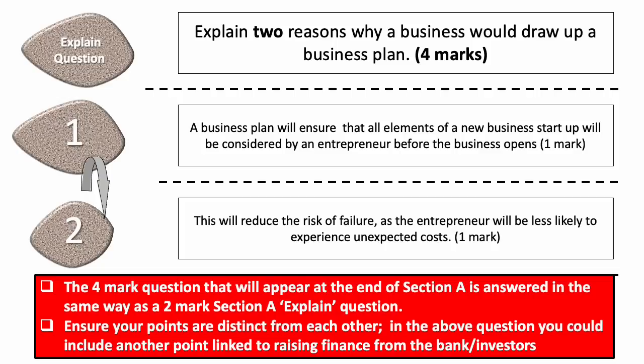So as I mentioned, the 4-mark question will appear at the end of section A. It's answered in the same way as a 2-mark section A explain question. Ensure your points are distinct from each other. Very, very important. In the above question, you could include another point linked to raising finance from the bank or from investors. So a really common reason why businesses draw up a business plan is to show the bank, because they need money, startup capital, in order to get the business off the ground. So bear that in mind. Make sure your points are distinct. That's the most common error that students make in this particular question type.